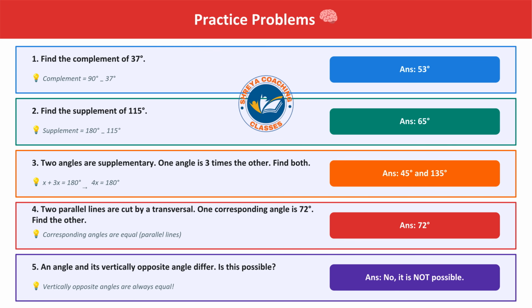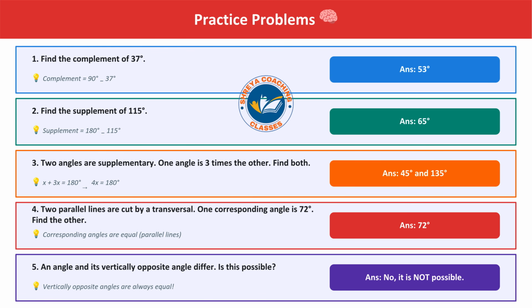Question 2. Find the supplement of 115 degrees. Subtract 115 from 180. The answer is 65 degrees. Question 3. One angle is 3 times the other, and together they are supplementary. Let the smaller angle be x. Then the larger angle is 3x. 4x equals 180. So x equals 45 degrees. The other angle is 135 degrees.